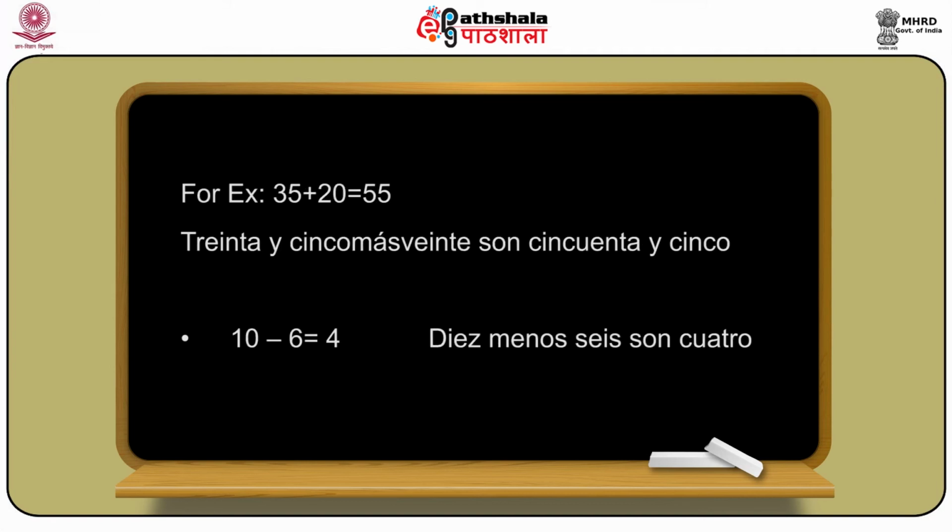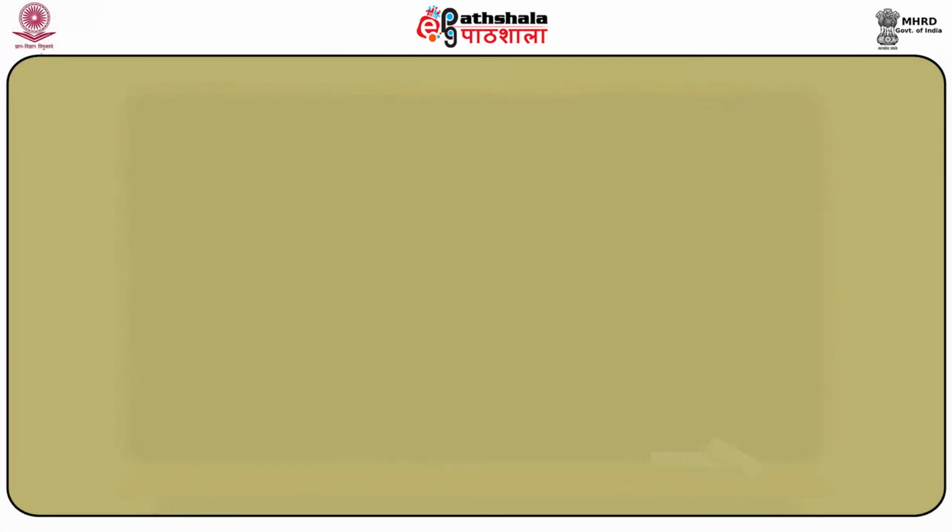So for example, if I say 35 plus 20 is equal to 55, this will be said as 35 más 20 son 55. And if I say 10 minus 6 is equal to 4, this will be said as 10 menos 6 son 4. So for other signs also we do the same thing. That is, for multiply we will say the number, then por, and then the number, and when we want to say is equal to, that will be said as son, or es if the result is 0 or 1.